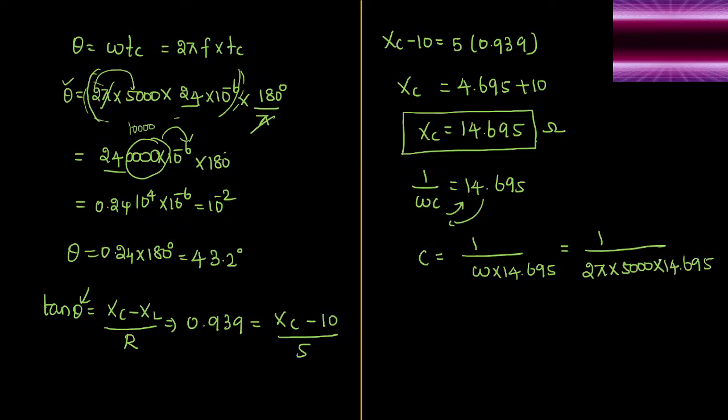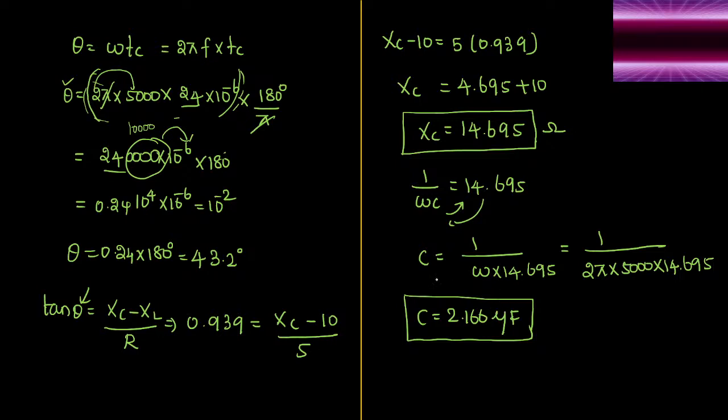So this value 14.695, we have to multiply it by 5000, again multiply it by 2, again multiply it by pi, then we should take the reciprocal. So here the value of C that I am getting is 2.166 microfarad, 10 power minus 6 exactly. So this is the correct expected answer for the capacitor in order to maintain the circuit under load commutation.